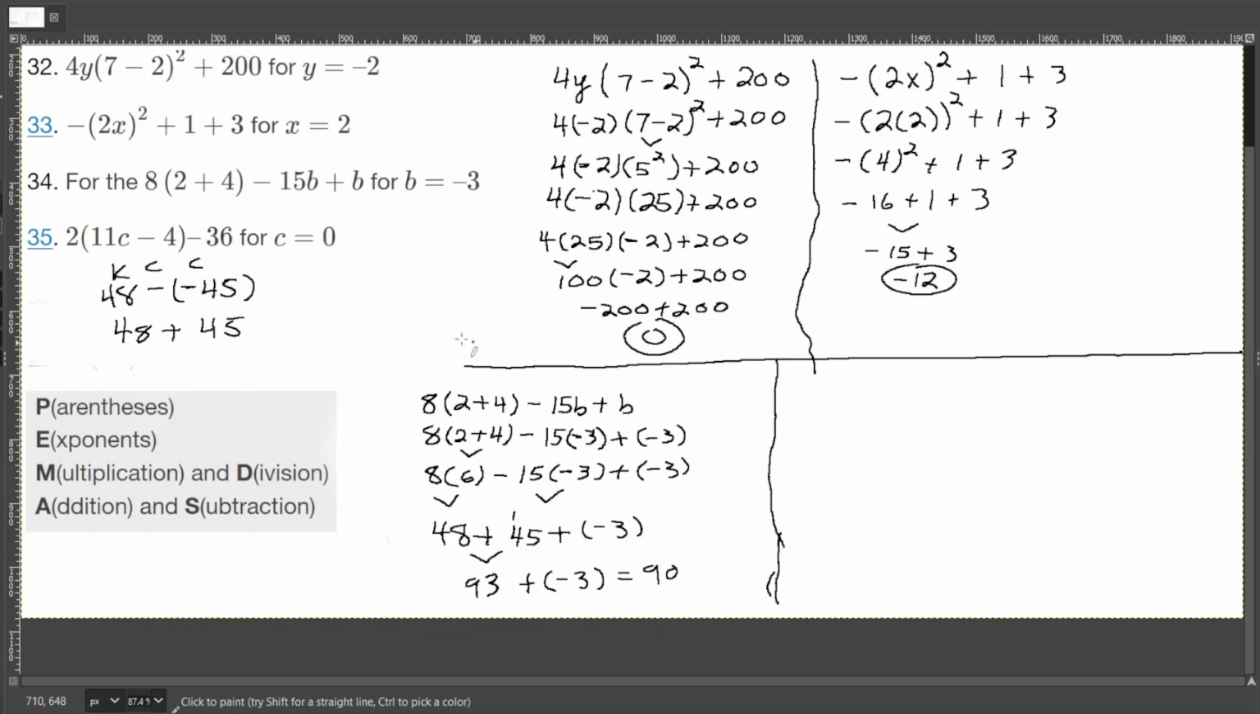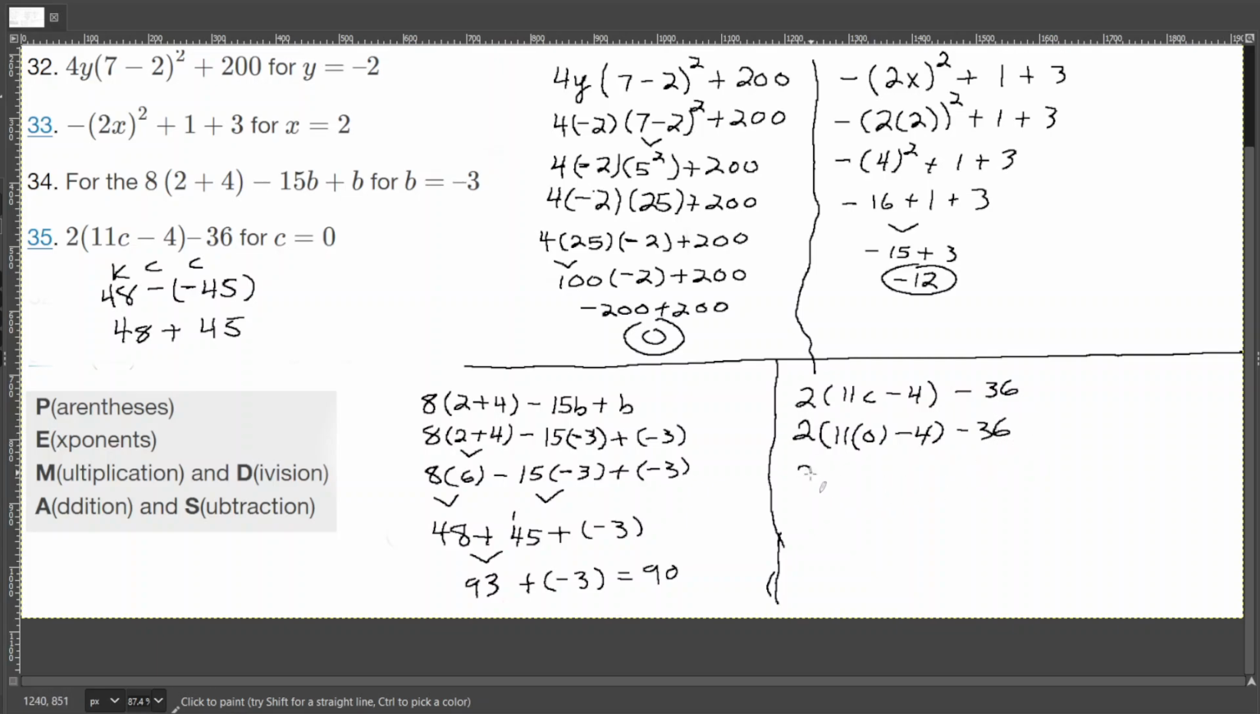All right. Okay, so the next one for 35, we have 2 times the quantity, 11c, minus 4, minus 36. And this is when c equals 0. So we have 2 times 11 times 0 minus 4 minus 36.